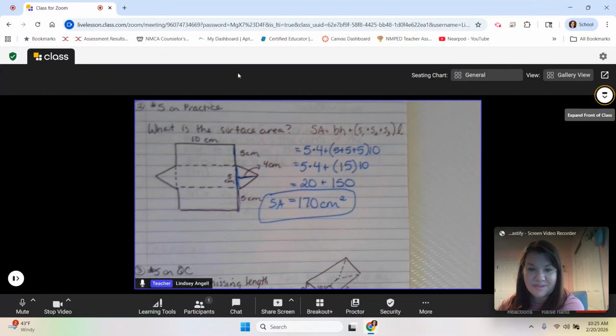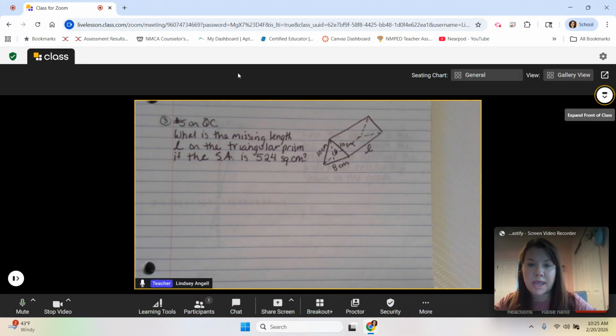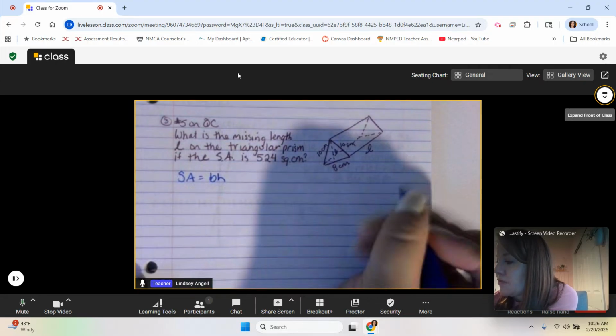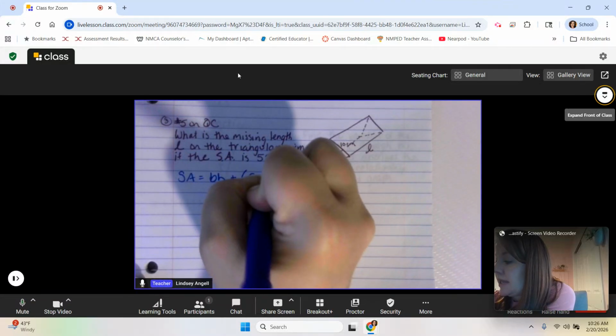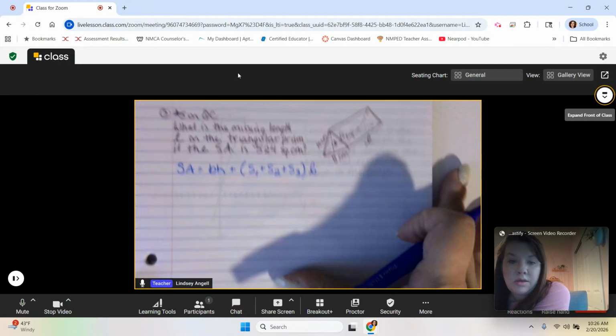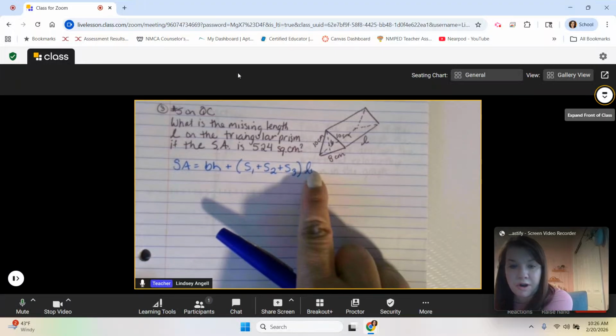Okay. All right, with this next one, this is number 5 from your quick check. It says, what is the missing length, L, on the triangular prism if the surface area is 524 square centimeters? So again, and I always like to rewrite the formula because I don't want to forget anything. So let me do that again real quick. Okay, and then we will fill in what we know, but we're going to be solving for L, right, the length.